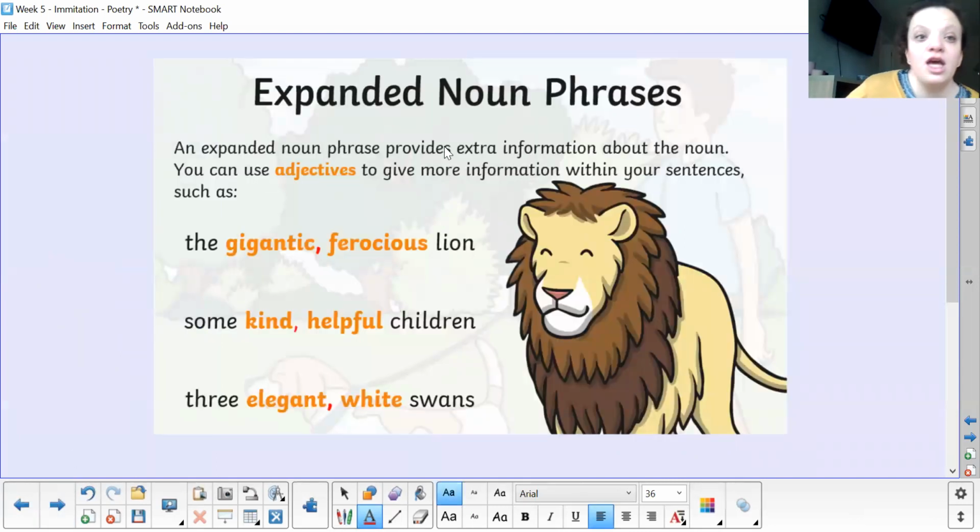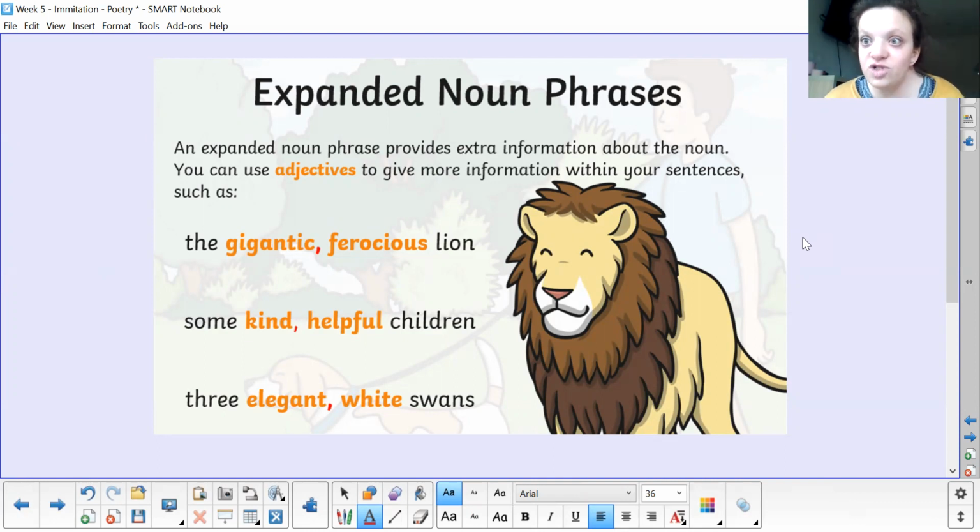sentence. So an expanded noun phrase is one way you can do it. It provides extra information about the noun. You can use adjectives to give more information within your sentences, such as the giant ferocious lion. Brilliant. Gigantic ferocious lion even. So just saying the lion ate the meat, versus the gigantic ferocious lion ate the meat. It makes me have a better picture in my head.